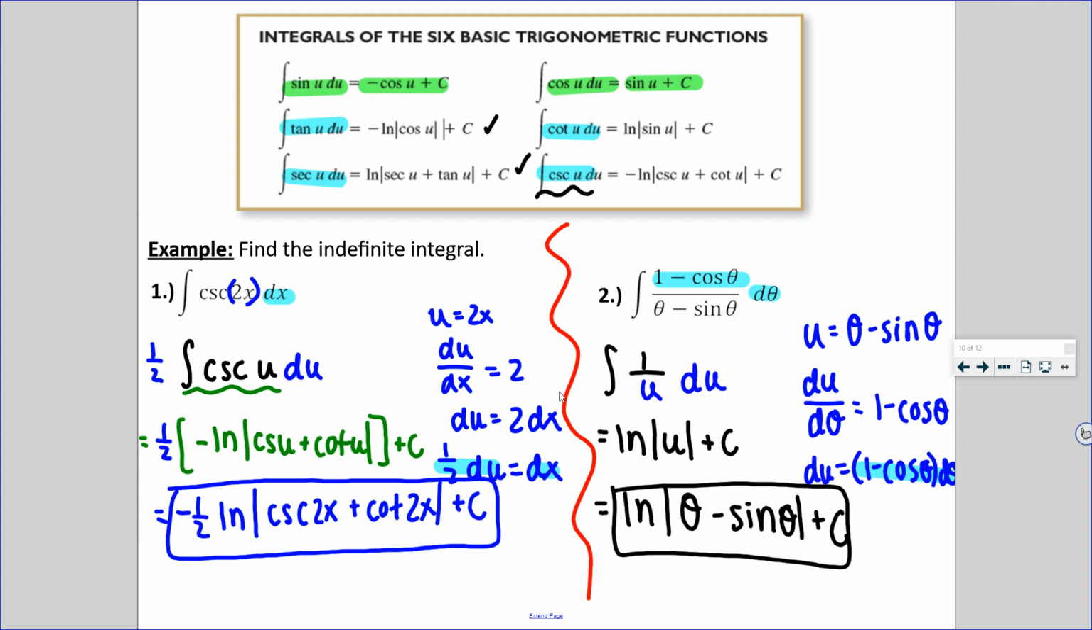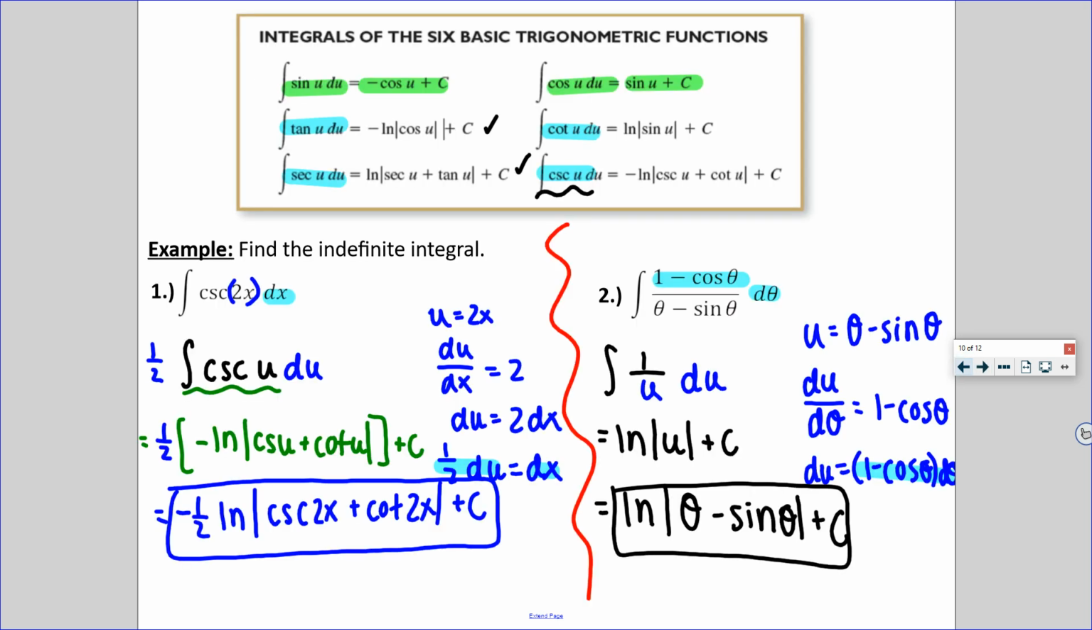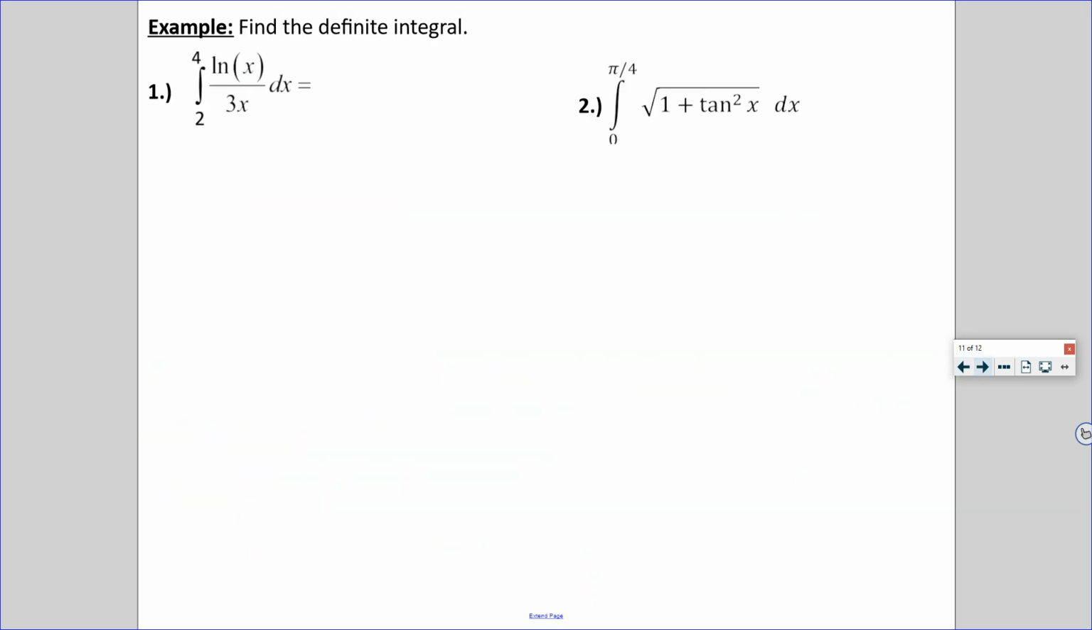All right, we're gonna do two with definite integrals, so ones with bounds. And remember, you guys know how to do this. The only difference now is I'm gonna throw in natural logs. And the other difference is your answer should be a number, right? Because now we're calculating the area under the curve. Before, we were finding the antiderivative. Now we're calculating the area under this curve from 2 to 4.